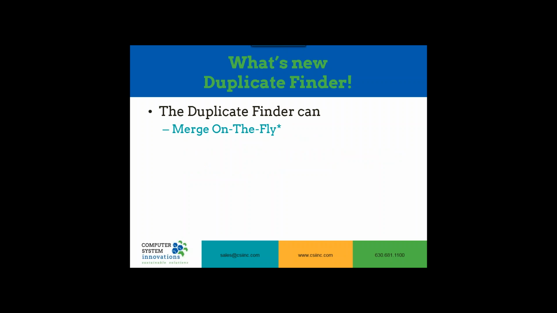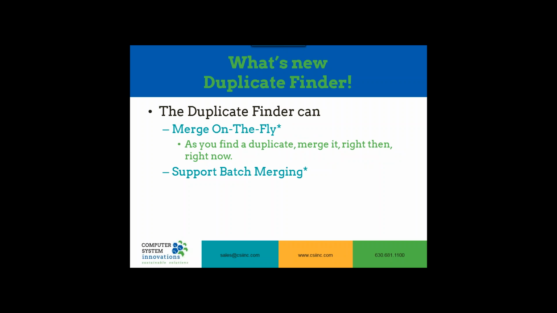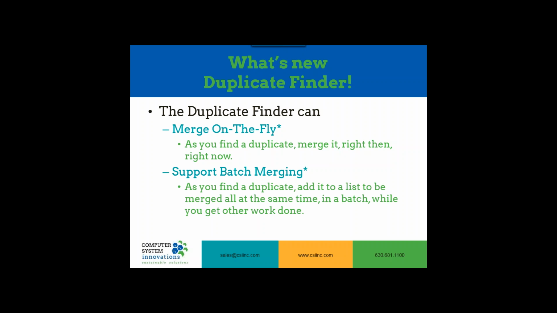What else can it do? It can merge on the fly. So as I find a duplicate in that list, I can just click on it and say, take care of that right now. Just get rid of it. Done. Or I can say, add that to a list. I'm going to merge these all later. I got a whole day of going through these. So I'm going to add that to a list. And at the end of the day, once I've done going through all of my duplicates that iMerge has found, I'm going to say, now merge them all. So that's pretty cool. So similar to the batch merging we talked about before, where you're feeding it a list of IDs, this you're doing via the Duplicate Finder.